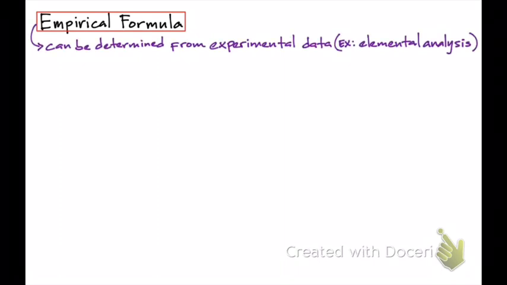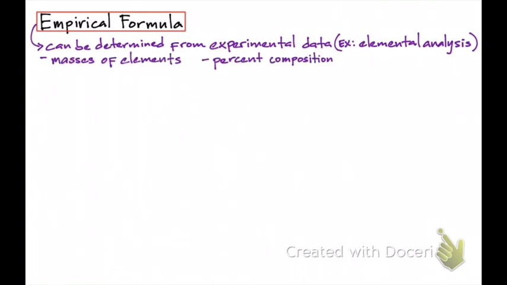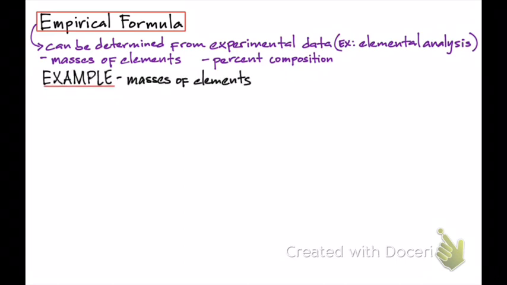So how do we determine the empirical formula of a compound from given data? Well, empirical formula can be determined from experimental data, for example, elemental analysis. Normally you get the masses of the elements in grams or kilograms or other units of mass. Sometimes you can also get percent composition from a given data. But how do we extract that data and get the empirical formula? Let's look at some examples here.